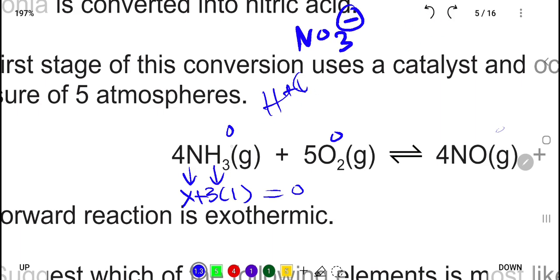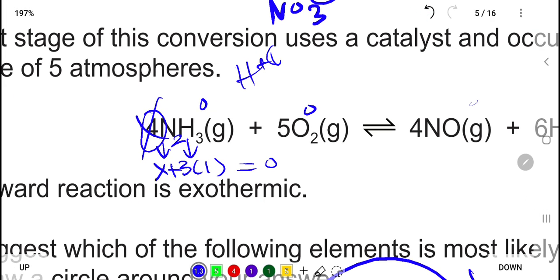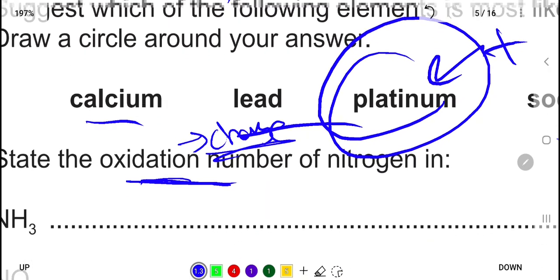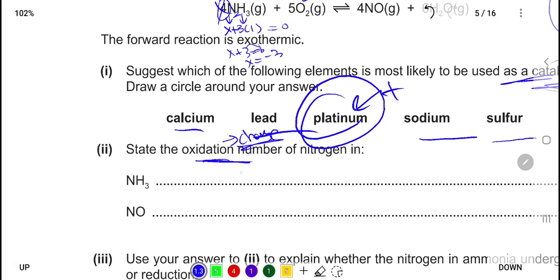For example, if there was like N2 or something, you're gonna do 2x, okay? Don't care about this, please. So it's this, okay? So now X plus 3 equals 0. X, we move 3 to the other side, it's gonna now be X minus 3. So now we know the oxidation number of N is minus 3. The charge is so important, okay?